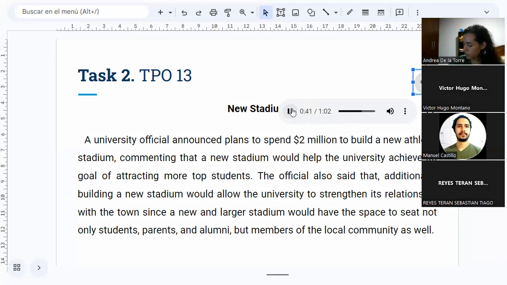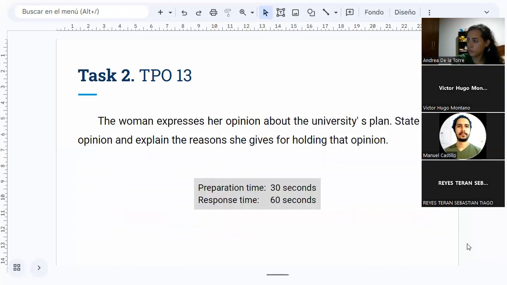I mean, right now we have so little contact with the town. Yeah, but this won't help relations. Look, people from town hardly ever come to games because our teams always lose, and they're not suddenly going to improve overnight. Besides, adding seats won't make a difference. I mean, if people from town didn't come before, they won't come now just because the place is bigger. The woman expresses her opinion about the university's plan. State her opinion, and explain the reasons she gives for holding that opinion. You will now have 30 seconds to prepare your responses.